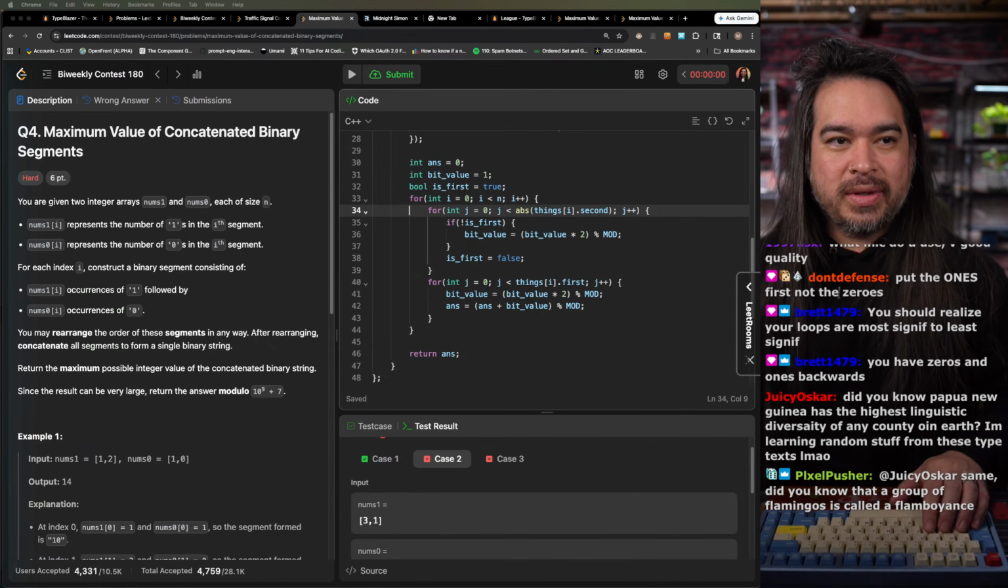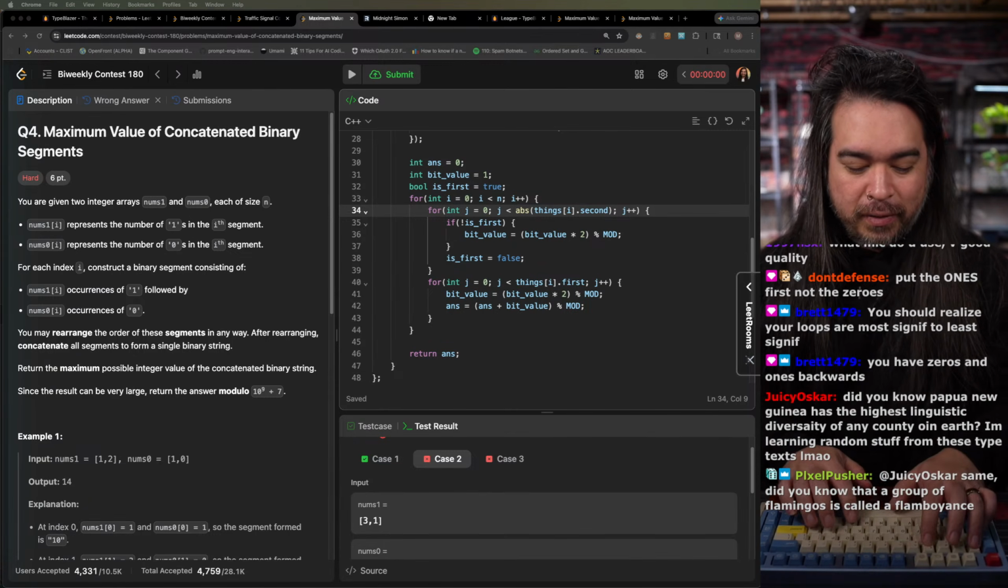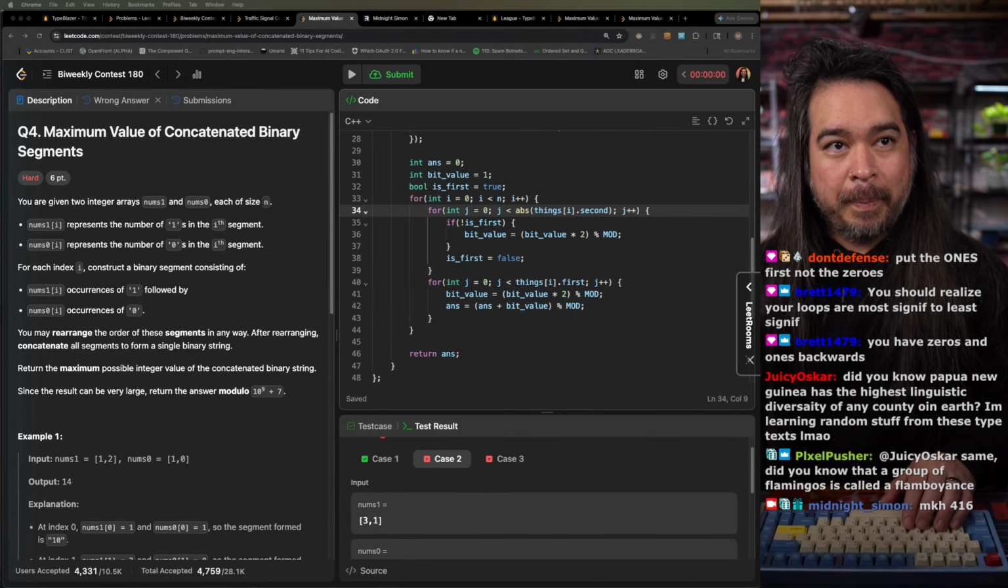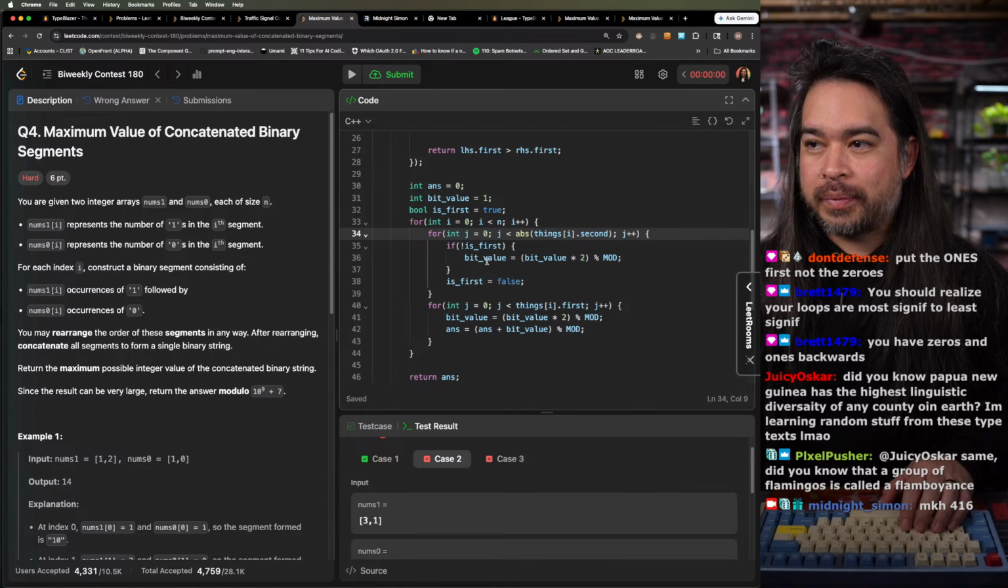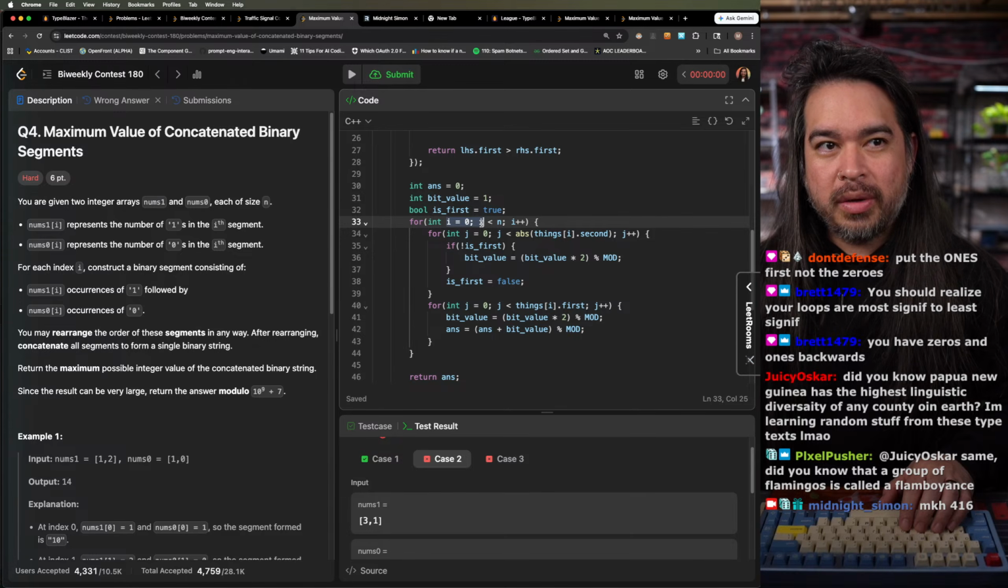What mic do you use? MKH416. You should realize your loops are most significant to least significant. What do you mean? You have zeros and ones backwards. Did you know Papua New Guinea has the highest linguistic diversity of any country on Earth? Wait, is that a Type Blazer thing?